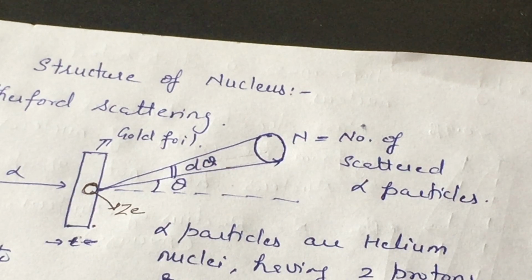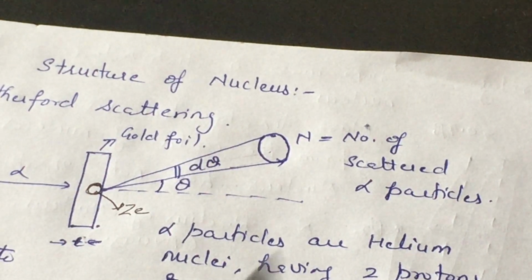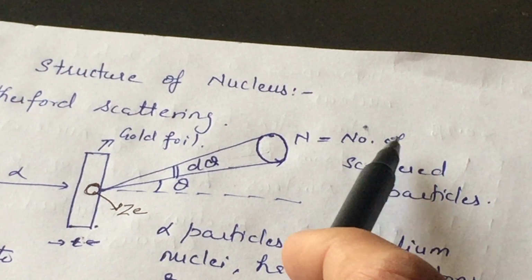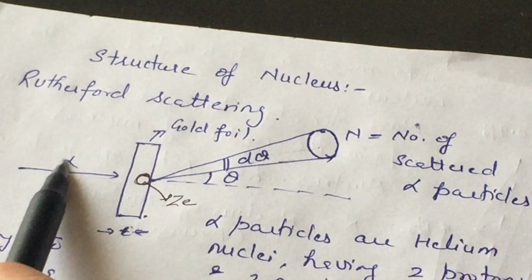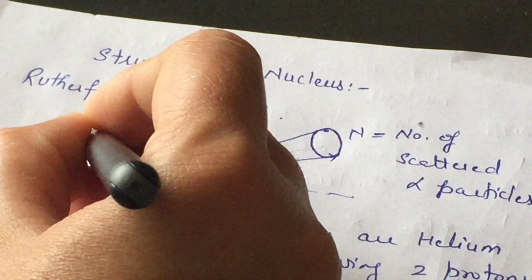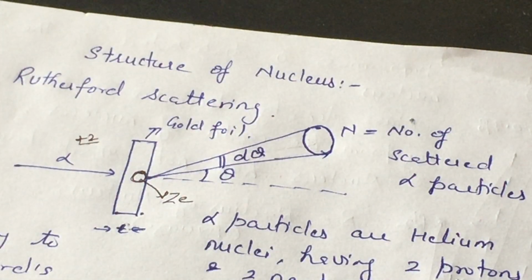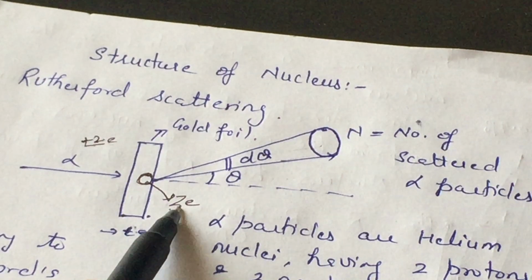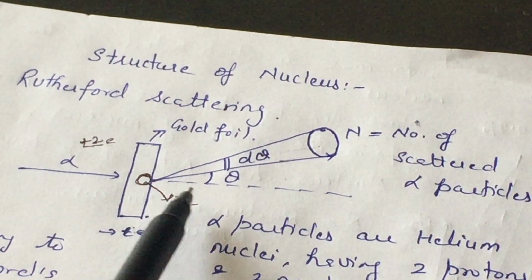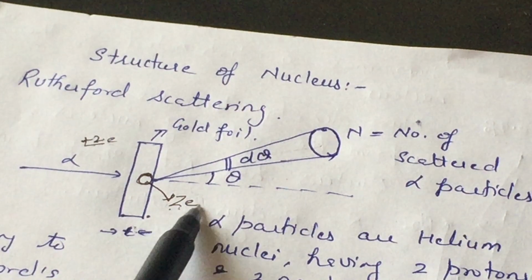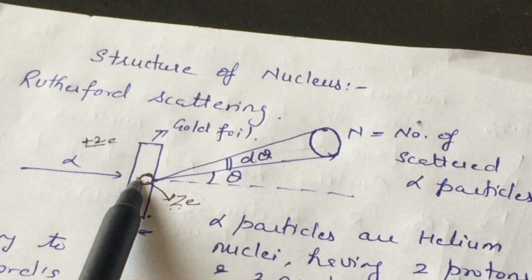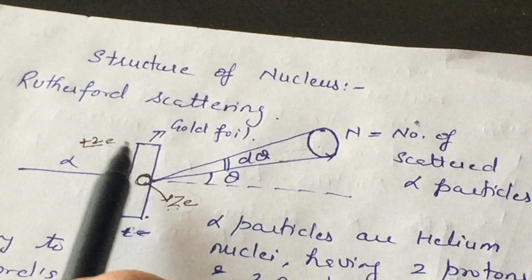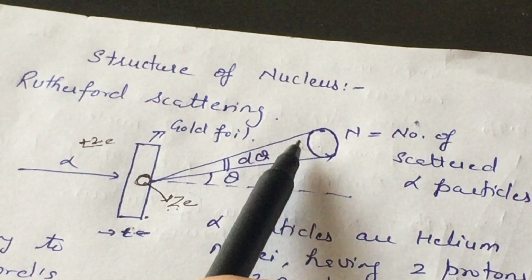If Ze is very large, the number of scattered particles is going to be very large, because we know that an alpha particle has two protons, which means it has 2e charge, and this positive charge particle will be opposed by or scattered by this positive charge center, the scattering center. It means if we enlarge the magnitude of this nucleus or scattering center, the number of alpha particles is going to increase in this solid angle.